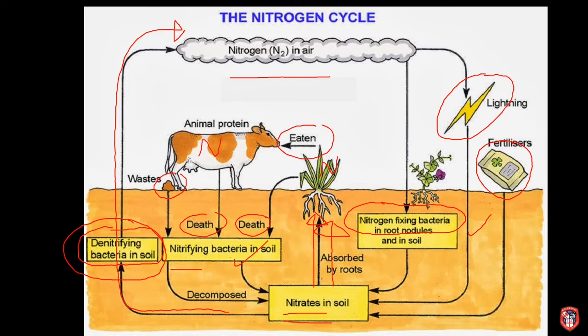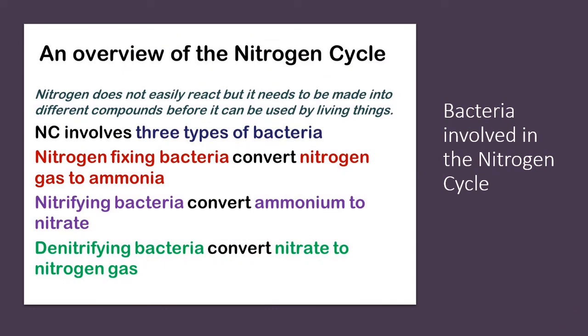So there's different processes involved in the nitrogen cycle. And again, there's three different kinds of bacteria: nitrogen-fixing bacteria, nitrifying bacteria, and denitrifying bacteria. Your questions and exams will assume your knowledge and will test your knowledge of these three kinds of bacteria. So first of all, we've got nitrogen-fixing bacteria. It converts nitrogen gas to ammonia. We have nitrifying bacteria. It converts ammonium from dead plants and animals and from waste into nitrates. The one we don't want, the denitrifying bacteria, converts nitrates back into nitrogen gas. So again, we don't want that to happen, and there's my little sad face for that. So that is the nitrogen cycle.